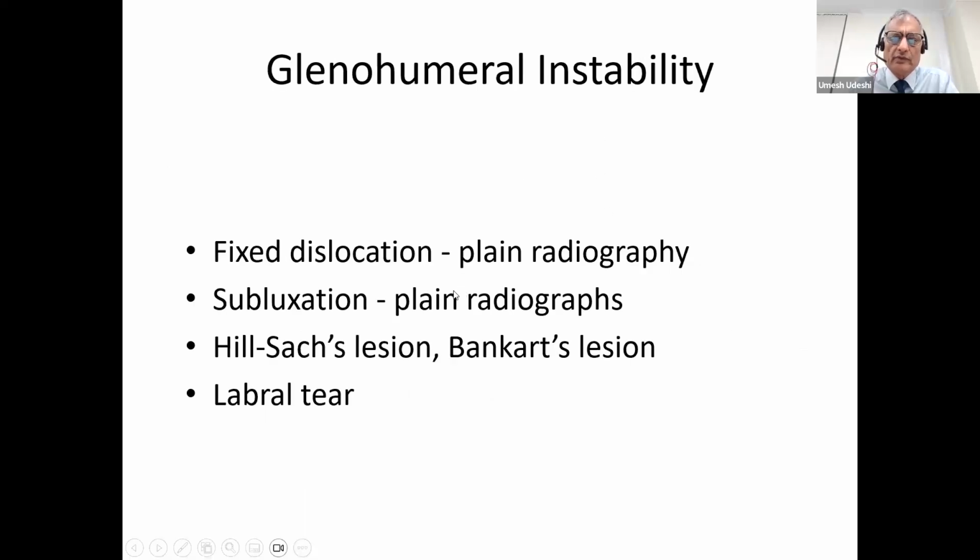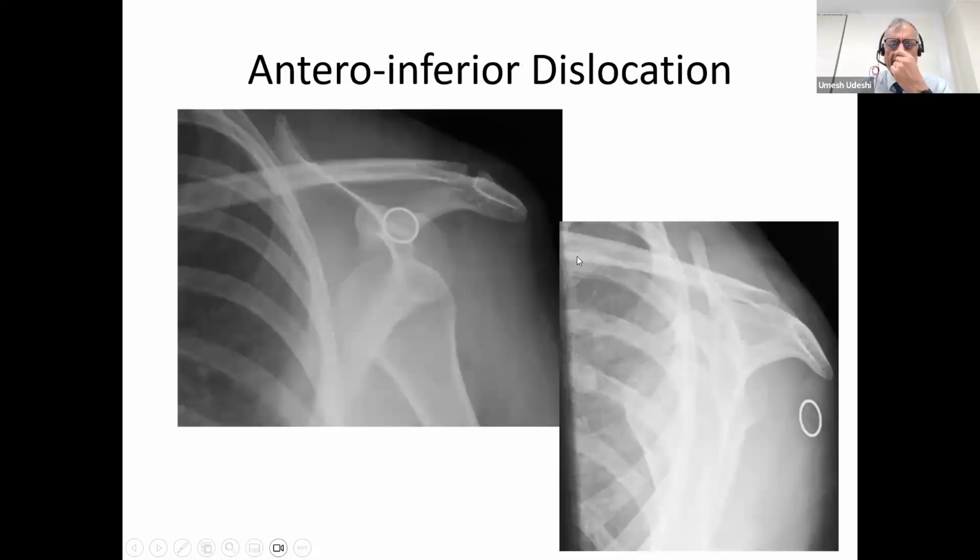So in glenohumeral instability, we're moving on now to the third indication. We may see fixed dislocations, which is when plain radiography or CT would be ideal. We may see subluxation, again, well demonstrated in plain radiographs. We may see Hill-Sachs or Bony Bankart lesions. We may see soft tissue Bankart or labral tear. I've already showed you this example of an anterior-inferior dislocation on plain radiographs.